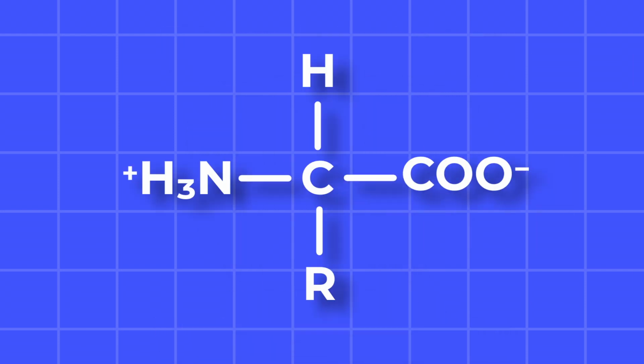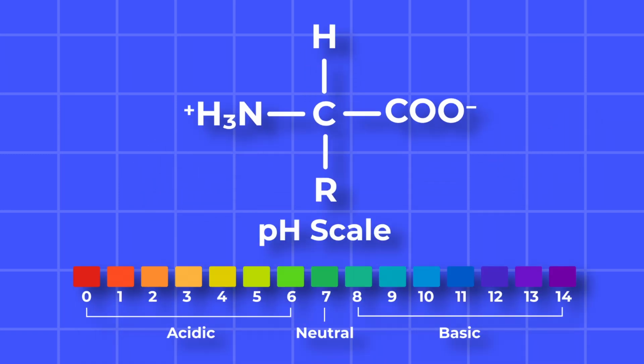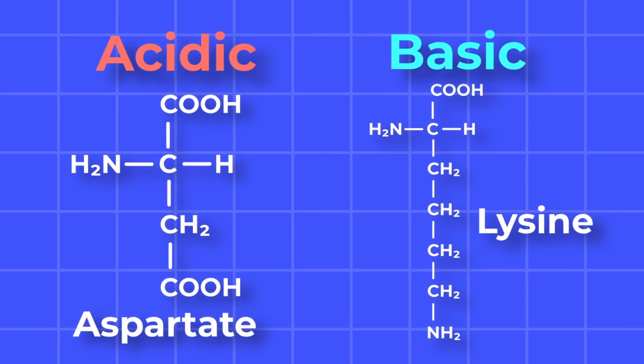First, sketch the zwitterion by placing a positive charge on the amino nitrogen and a negative charge on the carboxylate. Next, decide whether the environment is acidic or basic and adjust the form. Finally, classify the side chain by polarity or charge to predict behavior in water.